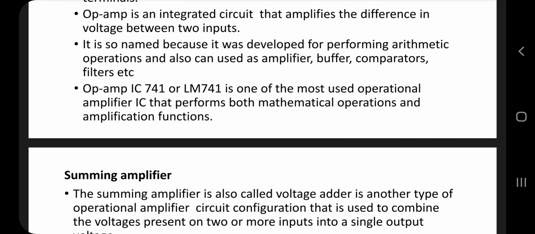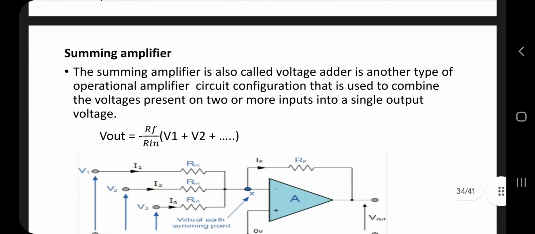It is so named because it was developed for performing arithmetic operations and also can be used as amplifier, buffer, comparators, filters, etc. Op-amp IC 741 or LM741 is one of the most used operational amplifier ICs that performs both the mathematical operations and amplification functions.